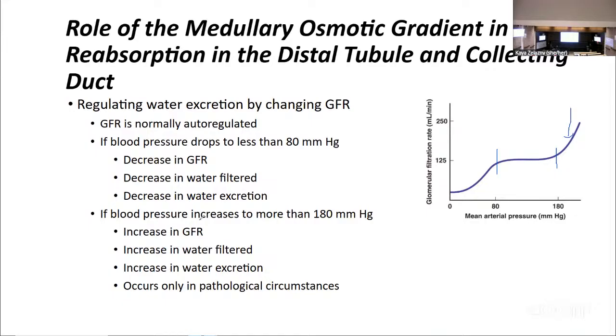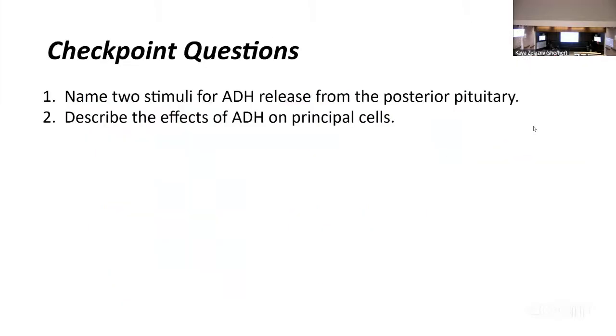Right, so if we have a really high blood pressure, it's going to increase that glomerular filtration rate. So lots of water is going to be pouring into the nephron. It's going to be whooshing fast through it. And so we'll see an increase in water excretion ultimately. So we shouldn't see these because we should be regulating that mean arterial pressure, but we might.